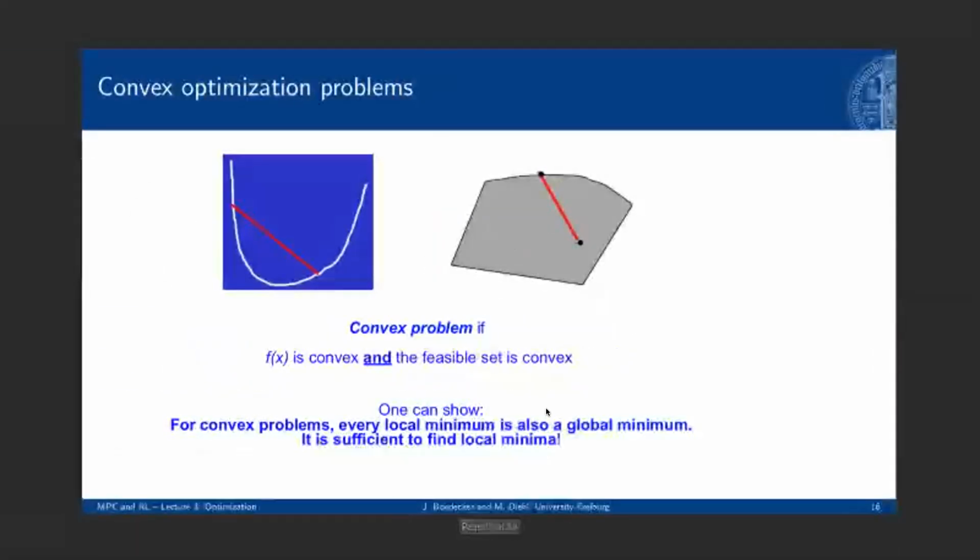And if you have a convex objective function and a convex feasible set, then we say the optimization problem is convex. And it turns out that for a convex problem, every local minimum is also a global minimum. All right, so there is basically only one local and global minimum. And that means for a convex problem, it's really sufficient to find local minima. So it's enough to just search for a local minimum. And this sounds maybe restrictive, and it is. Many problems are not convex, but some are, and we should be able to recognize them. That's one of the aims of this lecture, that you get a feeling for what interesting problems could be convex problems.